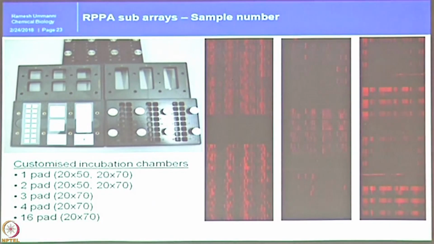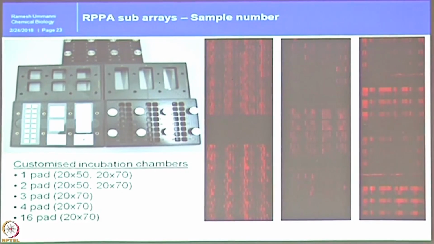In this case I will show you the examples. Here are the 2 pads, here are the 3 pads, here are the 4 pads. You can see this is the same sample set with 2 different antibodies, the same samples with 3 different antibodies, the same samples with 4 different antibodies, that is it. It is just a kind of miniaturizing your array, you can custom make the array.